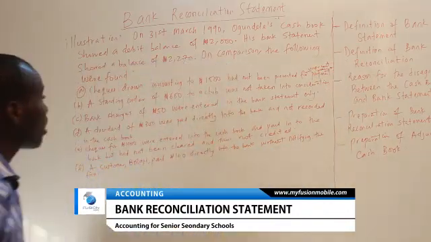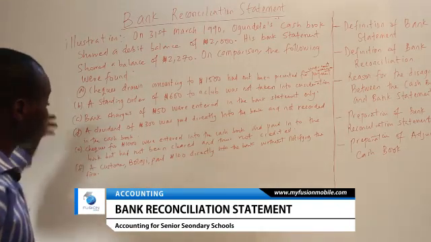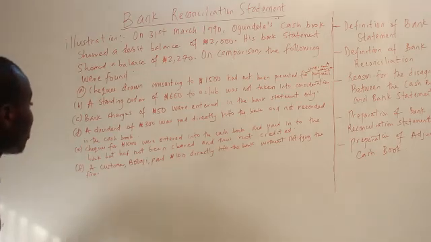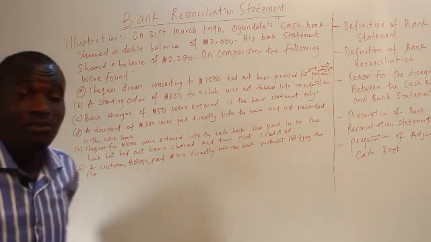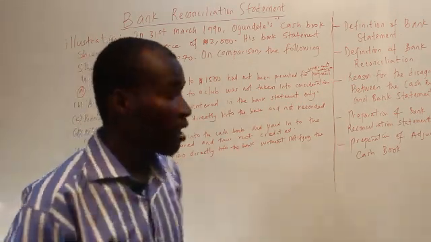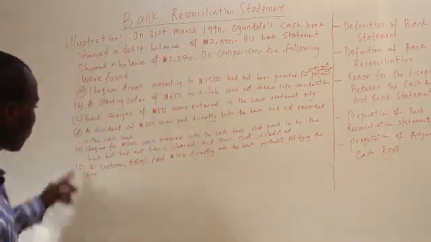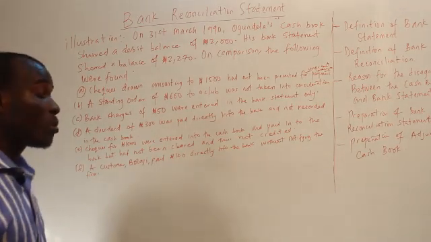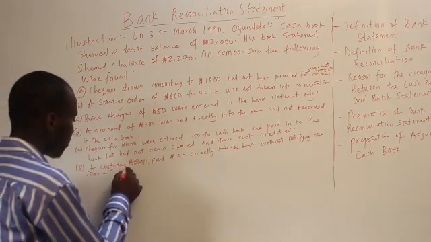Okay, a standing order. Bank charges. A dividend of 300 was paid directly into the bank and not recorded in the cash book. Checks for 1,000 naira were entered in the cash book and paid into the bank but had not been cleared and thus not credited. So uncredited check. A customer Bolaji paid 120 naira directly into the bank without notifying the firm. This is credit transfer.